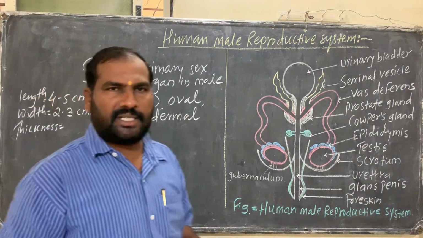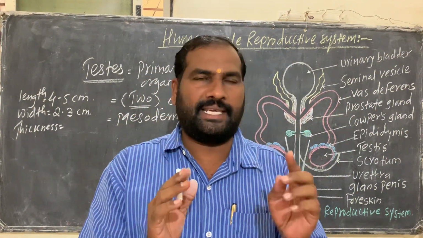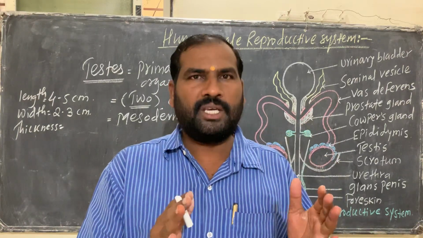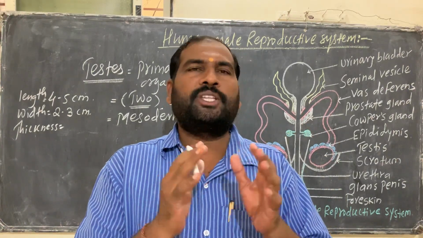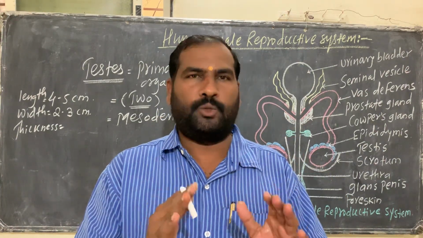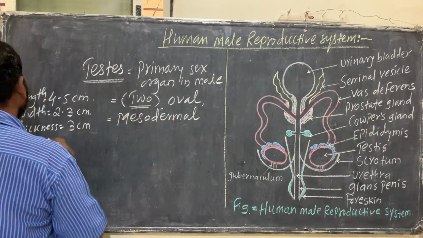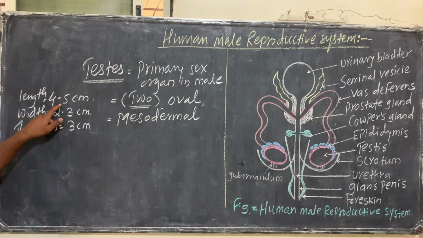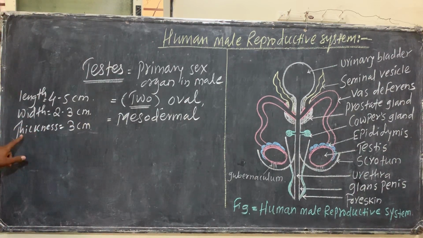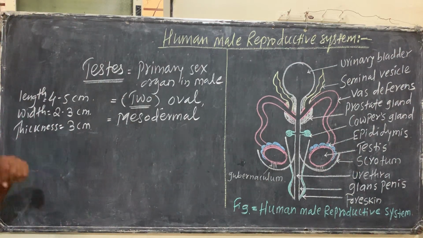Thickness, do you understand the meaning? Thickness means jaadi, that is, length, width and thickness. Length means lambi, width means rundi, and thickness means jaad. So how much is it? It is 3 cm. So the length of the testis is 4 to 5 cm, the width is 2 to 3 cm, and the thickness is 3 cm.